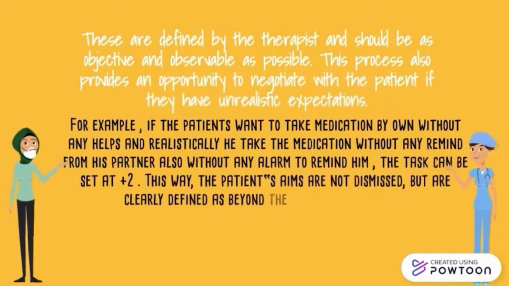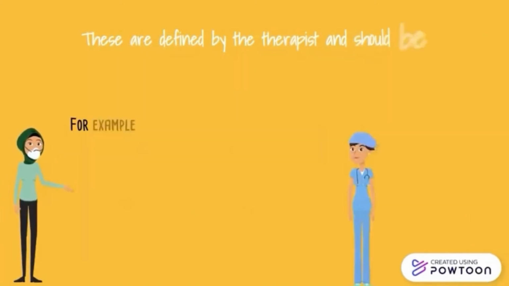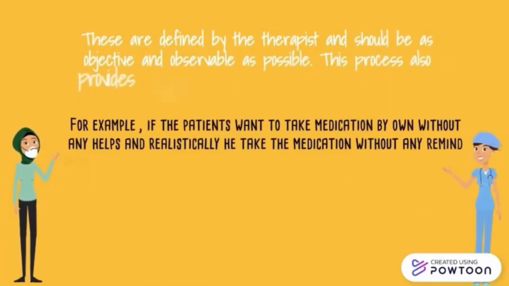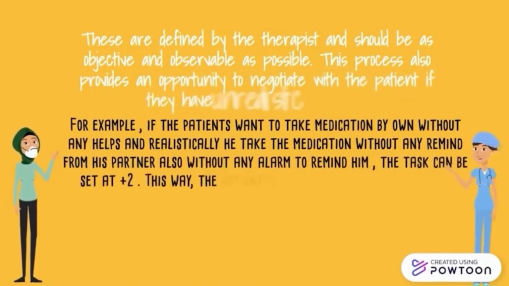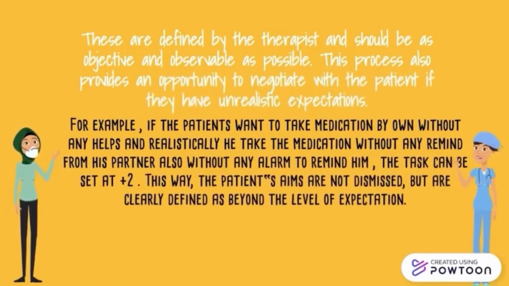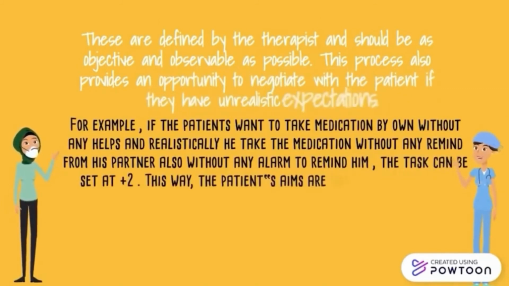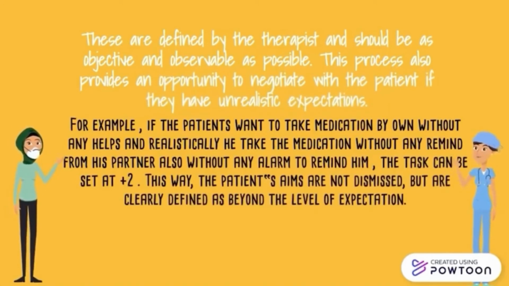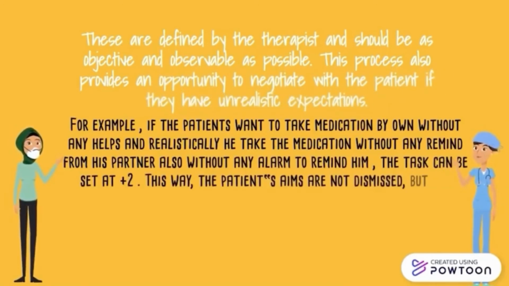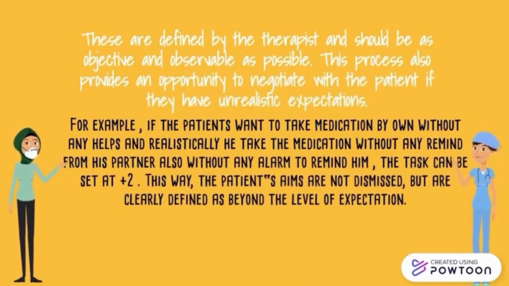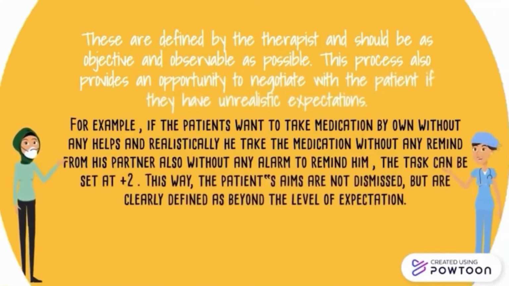This process also provides an opportunity to negotiate with the patient if they have unrealistic expectations. For example, if the patient wants to take medication on their own without any help, and realistically he takes the medication without any reminder from his partner and also without any alarm to remind him, the task can be set at +2. This way, the patient's aims are not dismissed but are clearly defined as beyond the level of expectation.